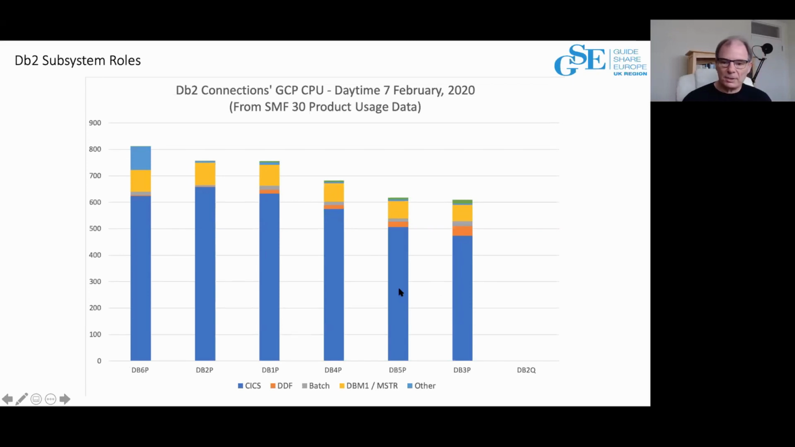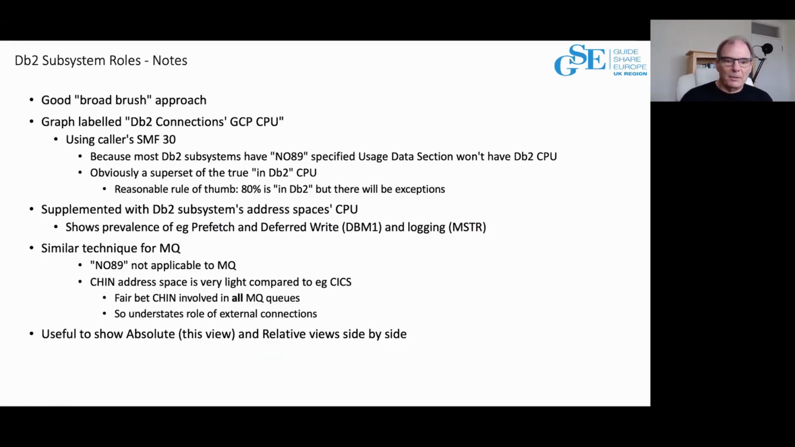And there's probably other ways of slicing and dicing this. Now, this, as I say, is a good broad brush approach. It uses the caller's SMF30. One of the problems here is you could, in principle, from the usage data section, get the CPU in DB2. However, most customers have turned off SMF89 style usage data, IFA usage recording in DB2, supposedly to save CPU. This is something called NO89 as a DSNZPARM parameter. So you have to be very careful about this.